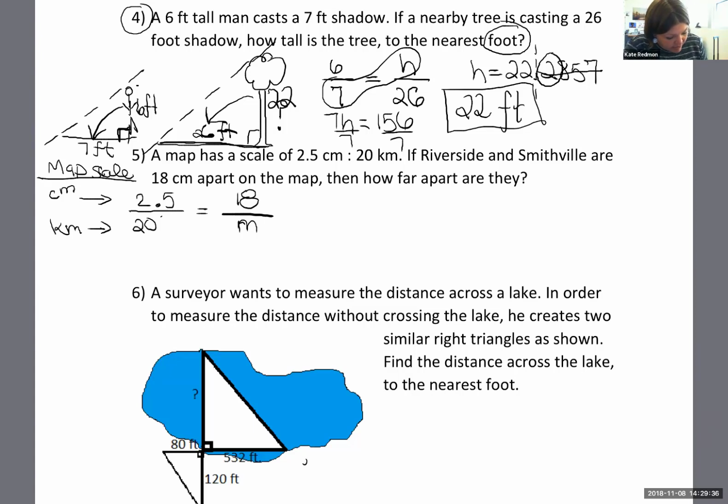And now I can cross multiply. 2.5 times m is 2.5 m. 18 times 20 is 360. And I can divide by 2.5.